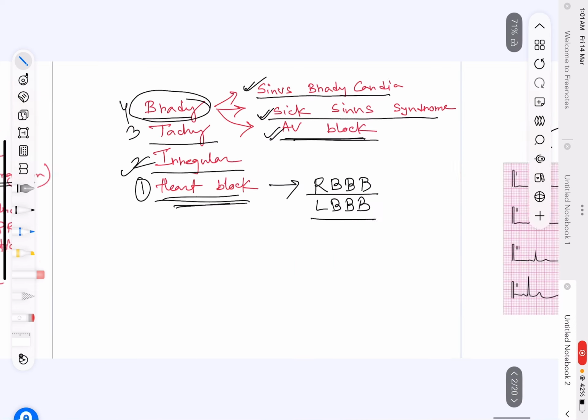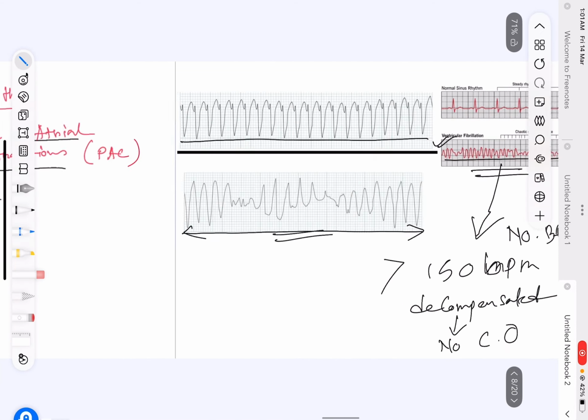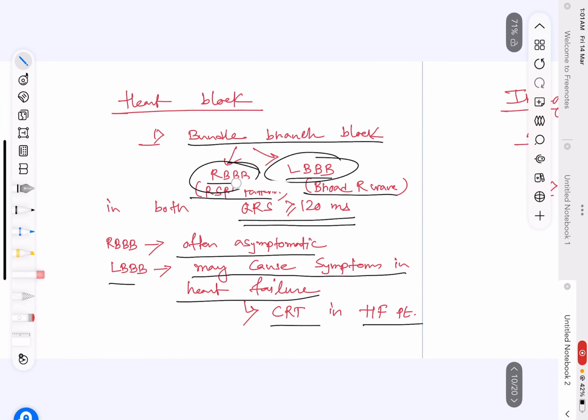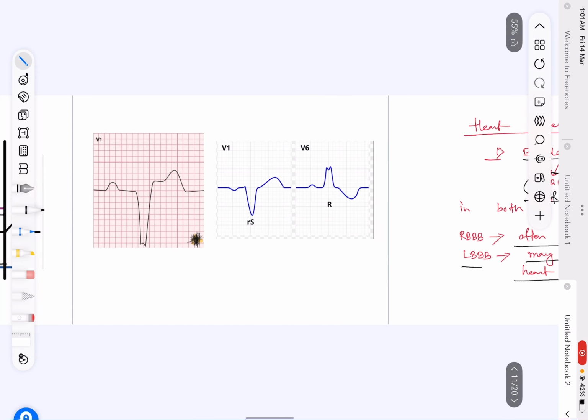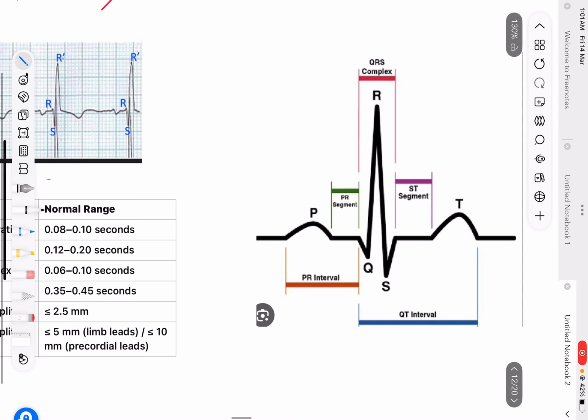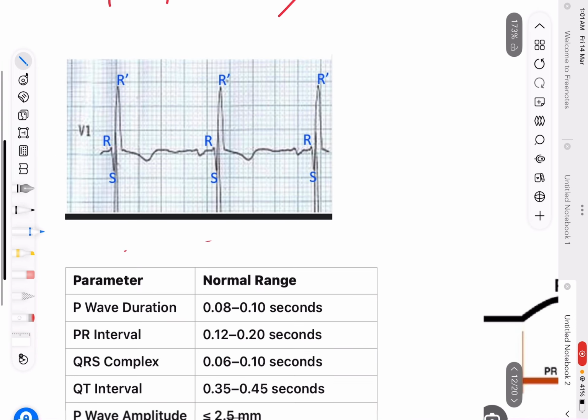Okay, now right bundle branch block. What is happening in right bundle branch block? You will see an RSR dash pattern. Okay, RSR dash pattern. Here it is. See, this is normal PQRST, and here is the RSR dash pattern.